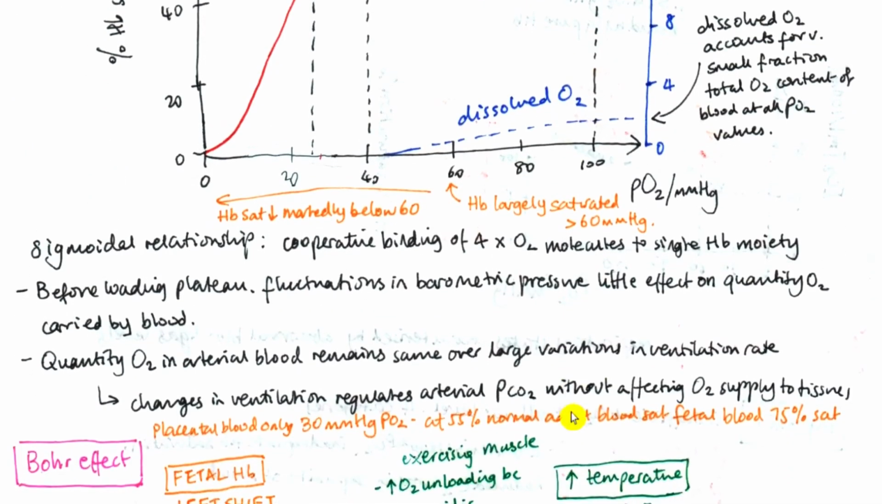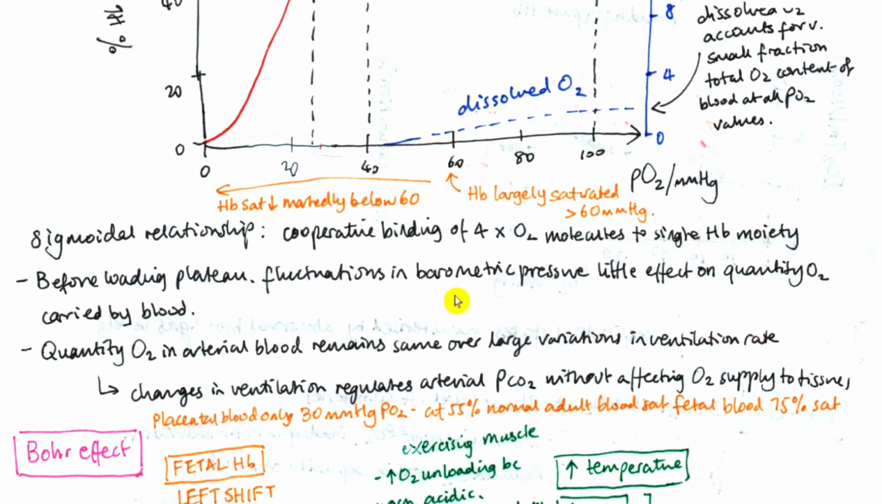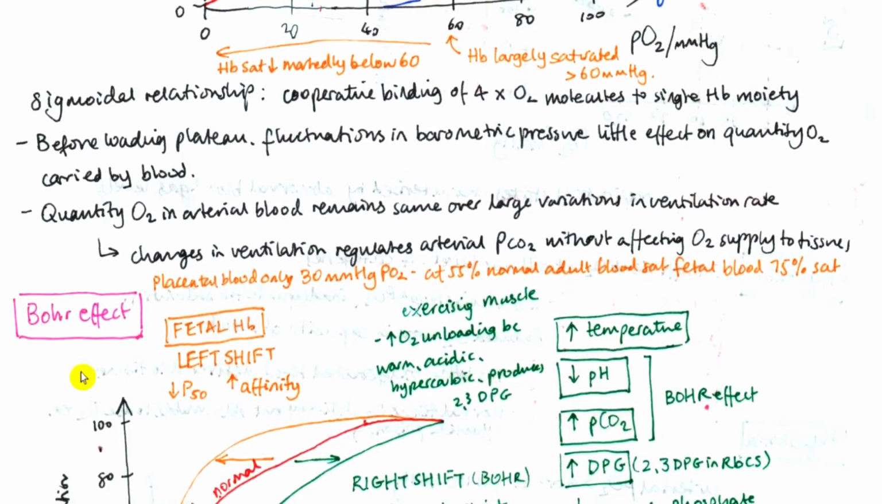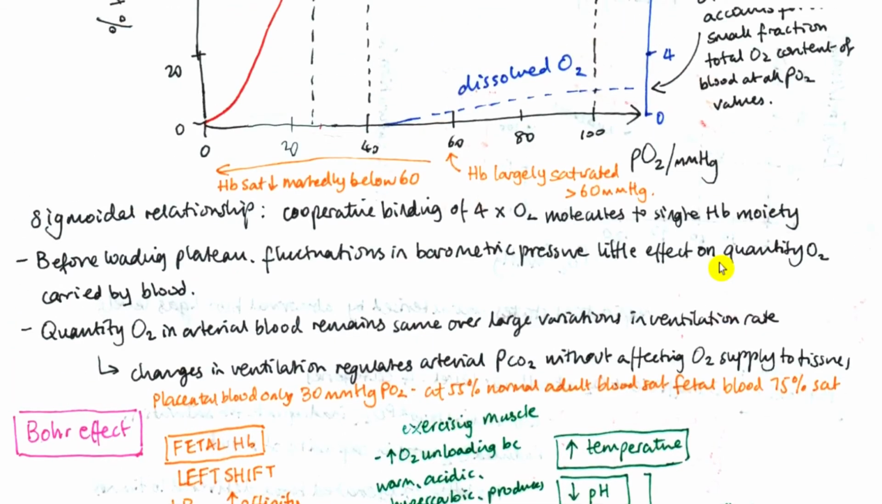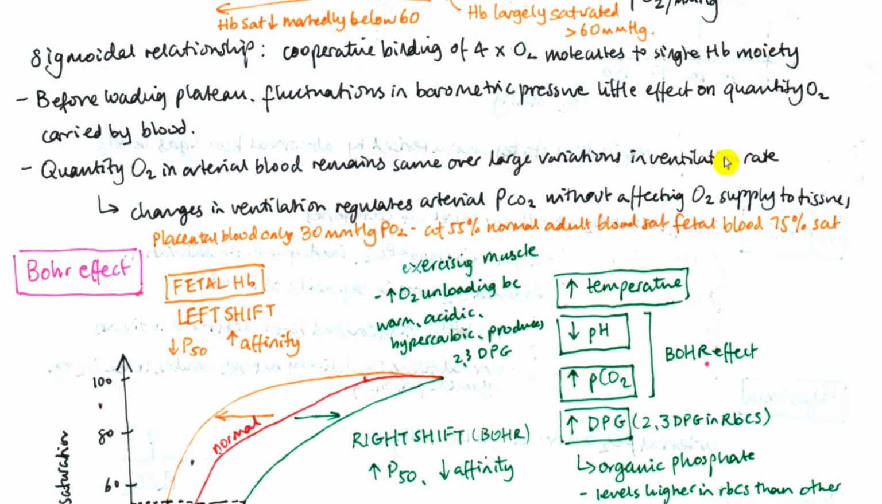Before the loading plateau, fluctuations in barometric pressure have very little effect on the quantity of oxygen carried by the blood. Yeah, we know that. And the quantity of oxygen in the arterial blood remains the same over large variations in ventilation rate. Changes in ventilation regulate the arterial partial pressure of carbon dioxide without really affecting the oxygen supply to the tissue, so that's another benefit of this adaptation.